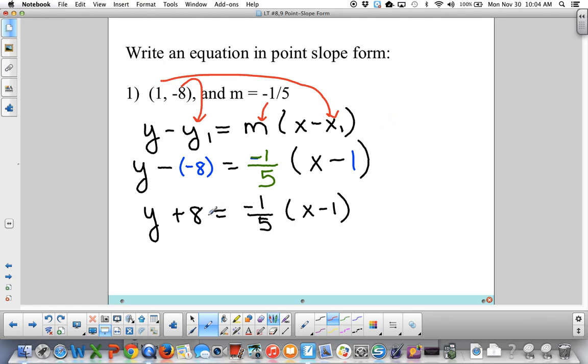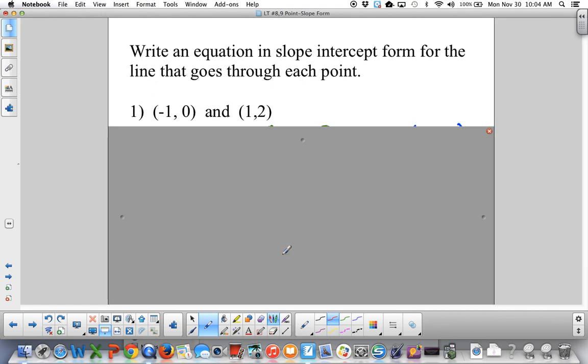Now, as you can imagine, we could subtract 8 from both sides, distribute in this negative 1/5, and put this equation in slope-intercept form very easily. So what we're going to do here is write an equation in slope-intercept form that goes through each point. Sometimes slope-intercept form has crazy y-intercepts. And when that happens, sometimes it's best to go to point-slope form first and then convert to slope-intercept.